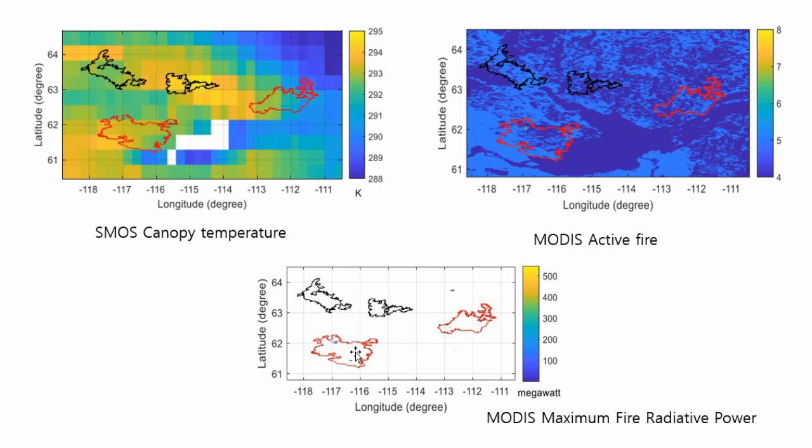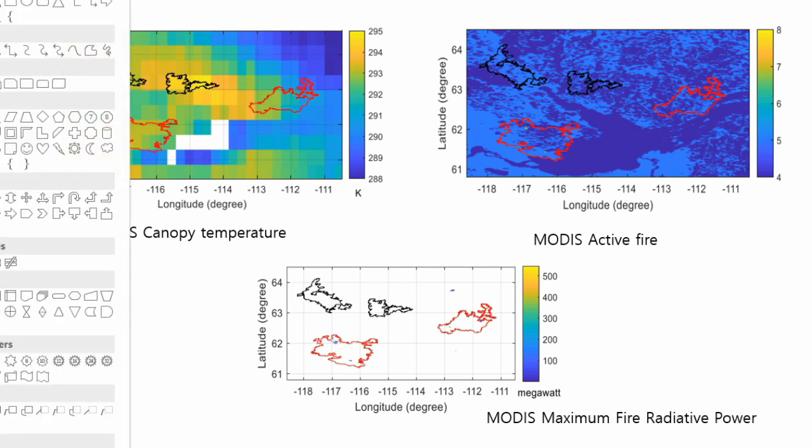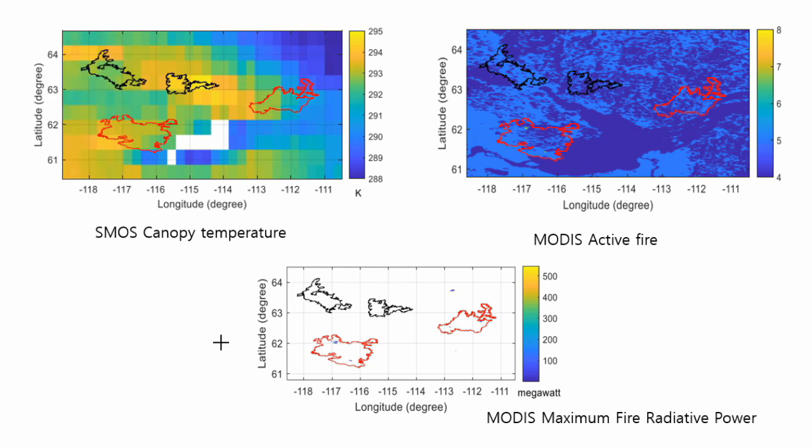So you can see the little dot somewhere here, and somewhere here, and here. We can't actually see many things in active fire, but at least here in fire radiative power, you can see some ignitions around the fire area burned.